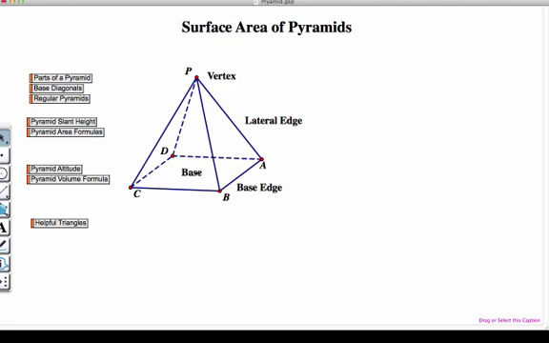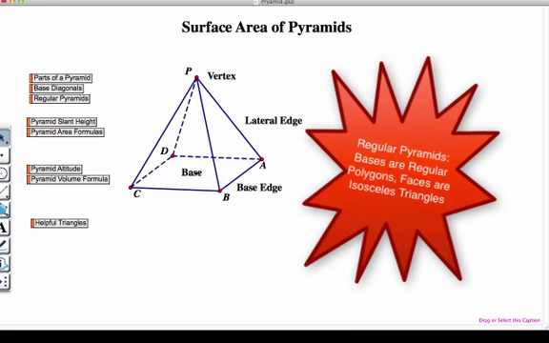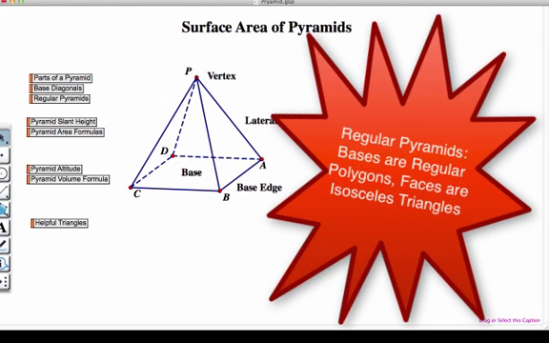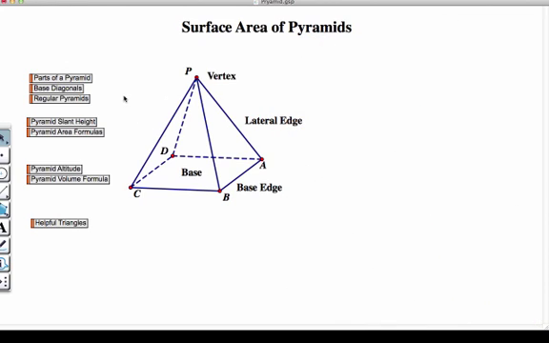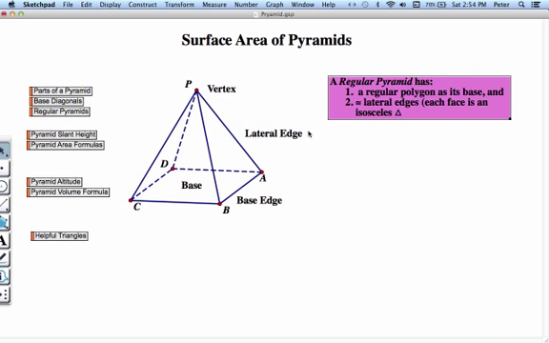Pyramids are named by the shape of the base. So this would be a square, or perhaps a rectangular base pyramid. Most of the pyramids that we deal with in this book will be regular pyramids, but not all. So it's very important that you confirm that before moving on in some of the problems that we'll be doing in the exercises.